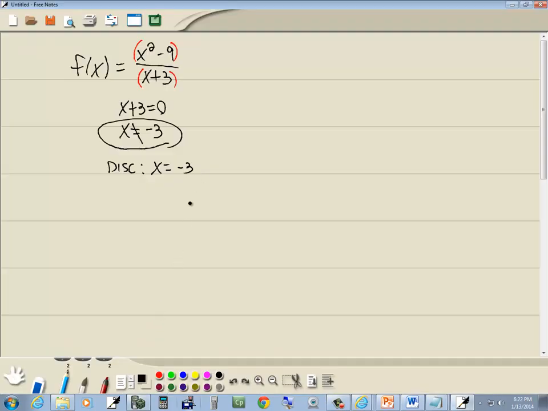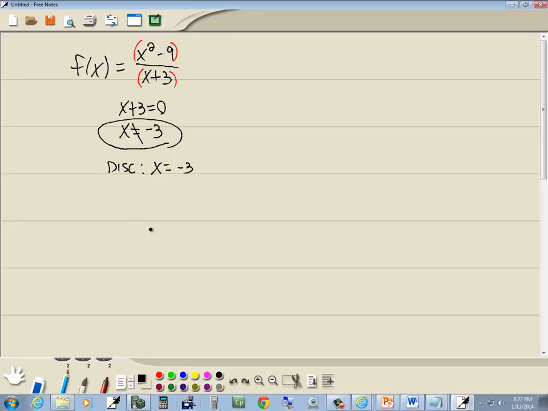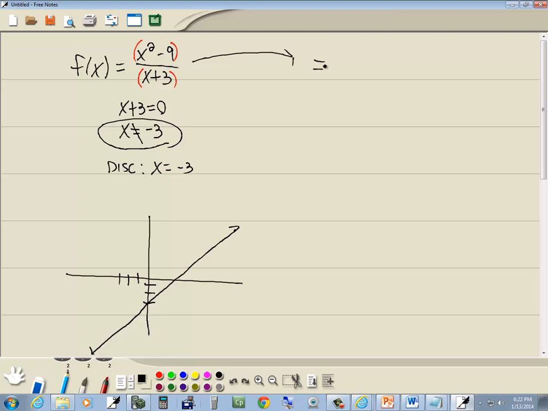Okay, discontinuity at x equals negative 3. If I go to negative 3 and I come straight down to where my graph is, I don't see any discontinuity. There's no hole there, there's no gap. It looks like it's a nice straight line. It's actually not, but let's go ahead and sketch that. Something like that.